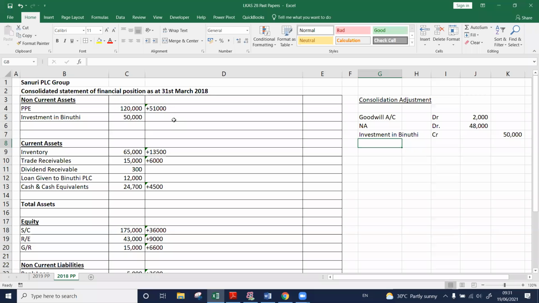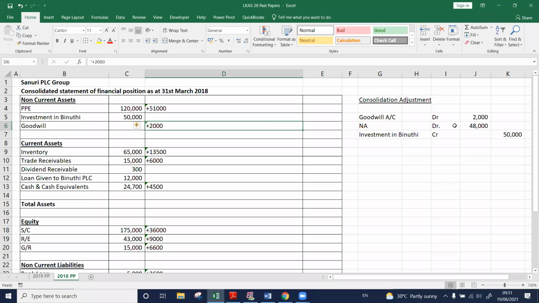So we'll pass the double entries here. Goodwill account debit 2,000. Here, goodwill, we have a new asset. Goodwill worth of 2,000, right? On goodwill we debit. This entry we have passed.